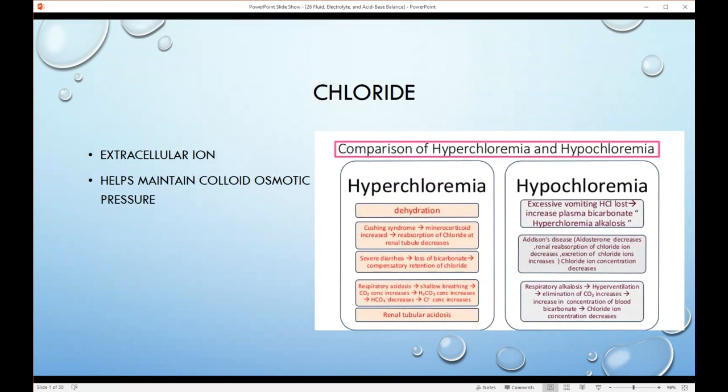Chloride is an extracellular ion, and remember that helps us to maintain our colloid osmotic pressure. Okay, we can have hyperchloremia or hypochloremia. For hyperchloremia, that's what happens during times of dehydration. It can also happen during Cushing's syndrome. Even severe diarrhea can cause this, and respiratory acidosis. Hypochloremia happens during excessive vomiting, Addison's disease, and respiratory alkalosis.